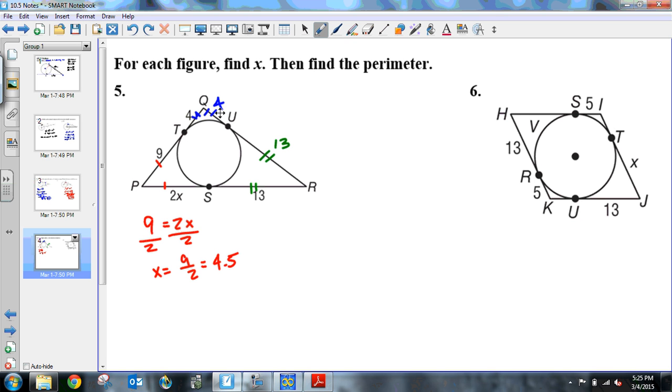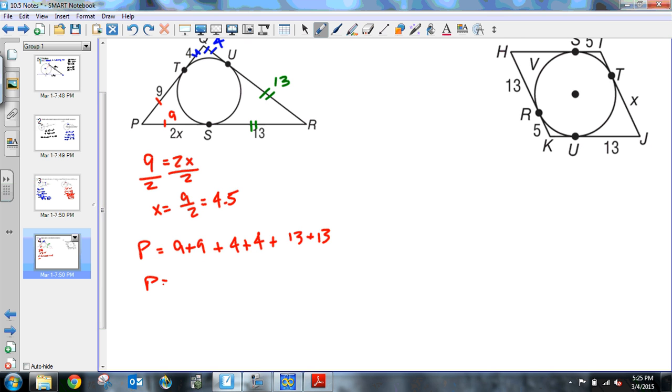Now I just want to find the perimeter. So the perimeter would just be, now I have 9 and 9, 13 and 13, 4 and 4. So I can take 9 plus 9 plus 4 plus 4 plus 13 plus 13. Now, if I'm doing repeated addition, that means I can just multiply. So I can take 2 times 9 plus 2 times 4 plus 2 times 13. I get that my perimeter is 18 plus 8 plus 26. And if I add those numbers up, I get 52. Since there's no label on this, I'm going to call it units. And that's my perimeter.